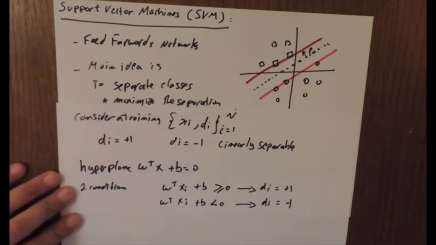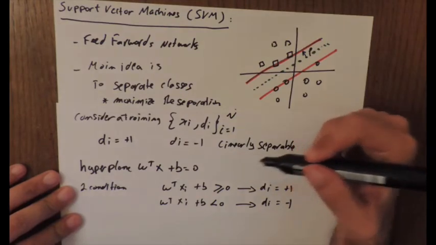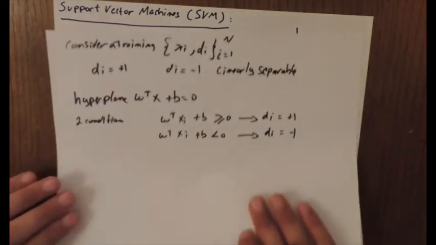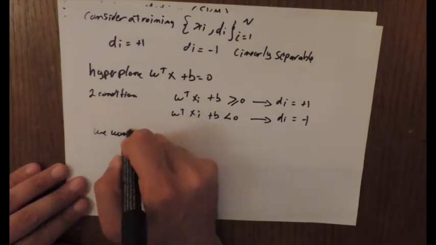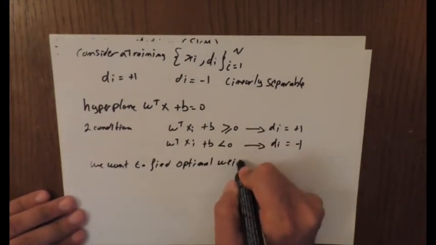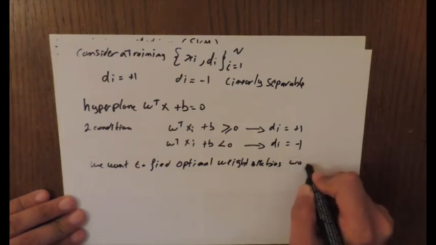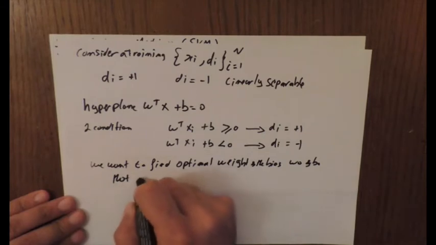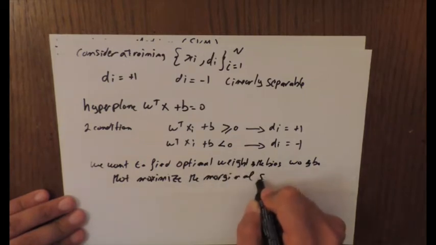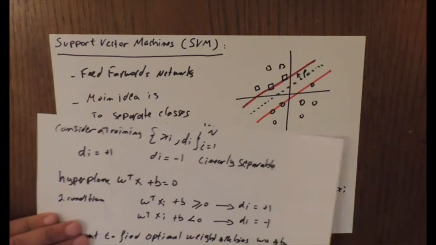Now, what do we want to do? We want to find the optimal weight and, of course, the bias, wo and bo, that maximize the separation rho, the margin of separation between those two classes, which is this guy here. We want to maximize the margin of separation.